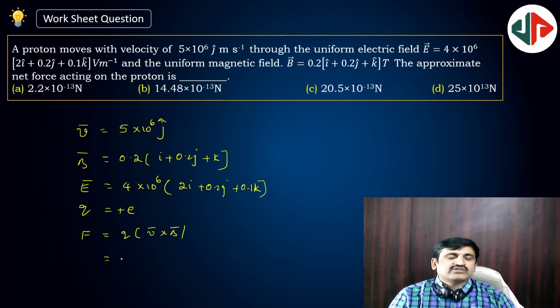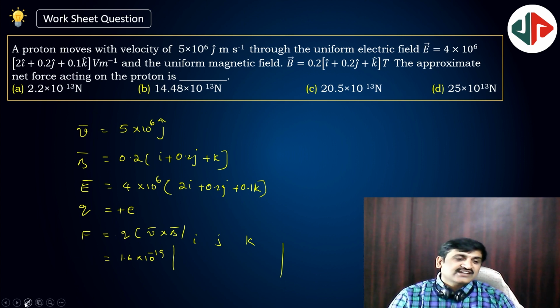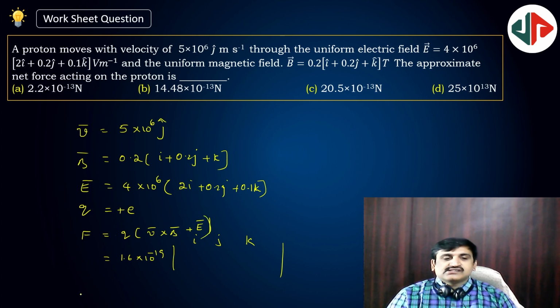You need to go for 1.6 into 10 to the power of minus 19 into, we have to go for i, j, k, V bar cross B bar. This is Lorentz force. Not only this, we have some other story. q into V bar cross B bar plus E bar also there, plus E bar because it's a Lorentz force.